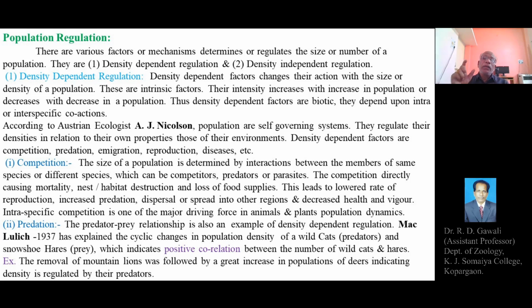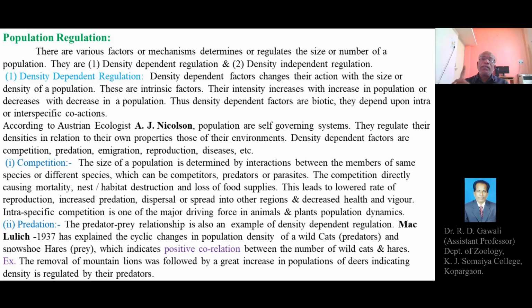So the action of density dependent factors increases with an increase in the number of individuals or size of population, and the intensity, or the degree or magnitude, of density dependent factors decreases with a decrease in population, that is a decrease in the number of individuals in a population.